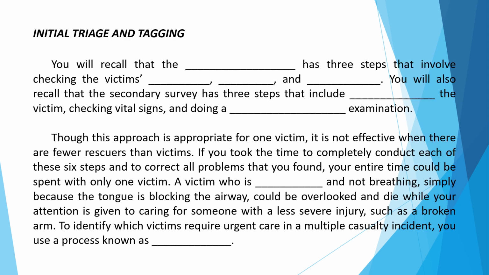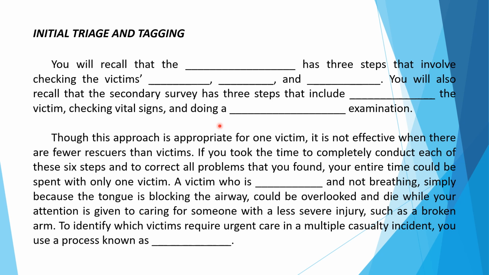Okay. Now, we have your initial triage and tagging. So, you will recall that the primary survey has 3 steps that involve checking the victim's airway, breathing, and circulation. You will also recall that the secondary survey has 3 steps also, which include intervening the victim, checking vital signs, interviewing the victim, and of course, doing head-to-toe examination.